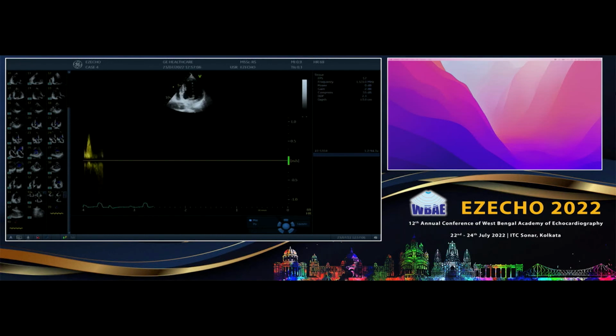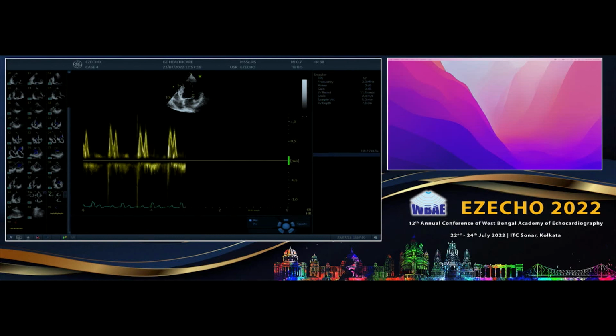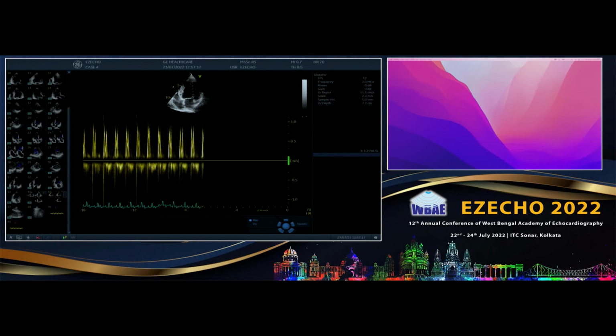So what people have suggested is that you choose 3 RR intervals where the variability is less than 20 milliseconds and take that E wave. Agreed. And then take E by E prime. But instead of that, what I do is just look at the E prime itself. If the E prime is less than 7, which is abnormal itself, isn't it?